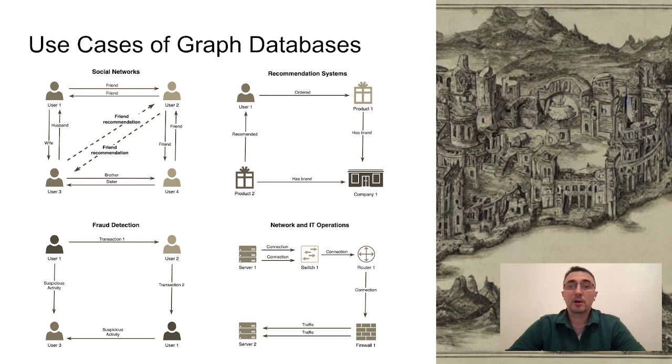Let's explore some common use cases of graph databases. Social networks: modeling friendships, followers, and interaction between users. Recommendation systems: analyzing relationships between users and their preferences. Fraud detection: identifying patterns and connections in financial transactions. Supply chain management: tracking dependencies and relationships in the supply chain. Network and IT operations: representing the connections between devices in the network.